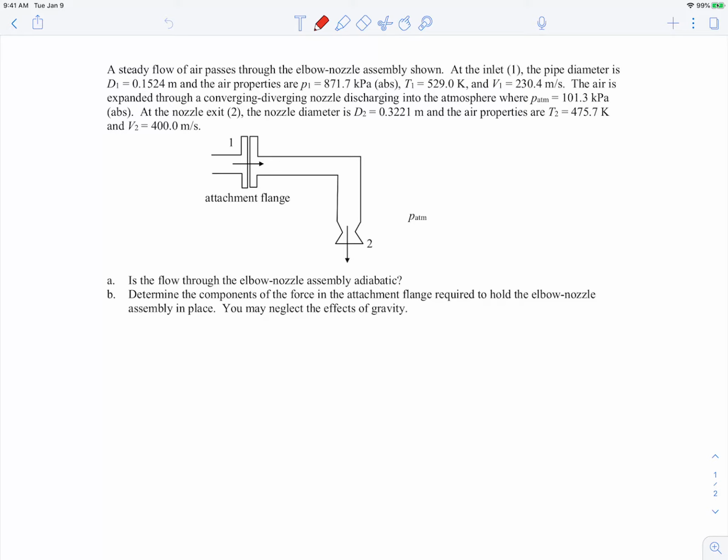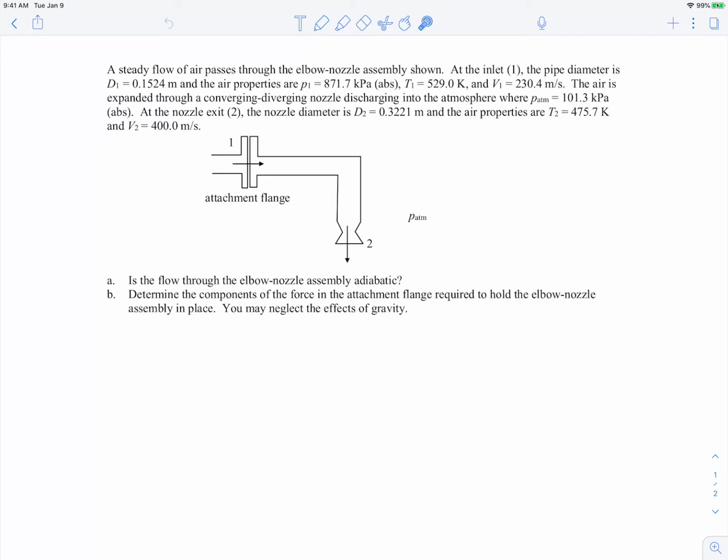So in this example, we're told we have a steady flow of air passing through this elbow nozzle assembly. So we have a flange here, goes through an elbow, and then there's this converging diverging nozzle, and then the air discharges out into the atmosphere. We're told the diameter of the pipe here at inlet 1, as well as the pressure and temperature and velocity there. And then we're told that the air goes through this converging diverging nozzle and discharges to the atmosphere.